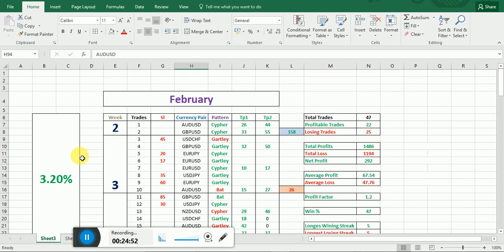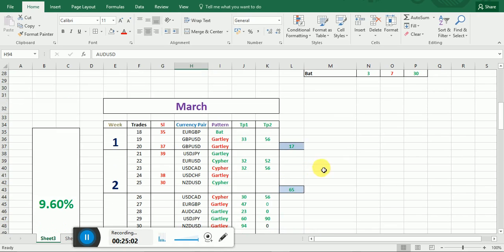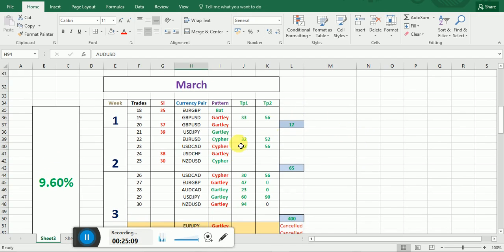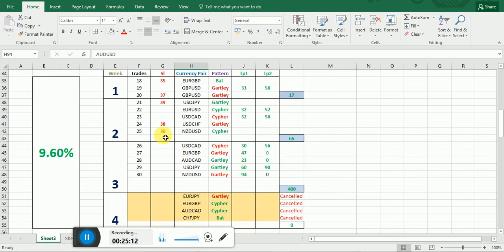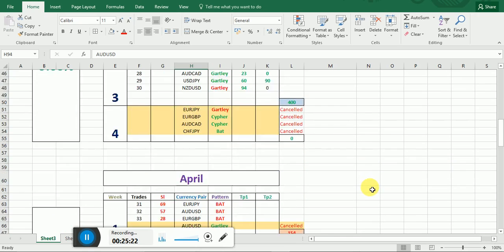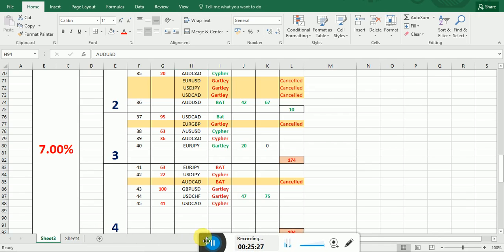The first month that we started was actually a very good month, 3.2%. We only had a blip in the third week where we lost 26 pips. Heading over to the month of March, it was a flawless month. Every single week was profit after profit, bringing a total of 9.6%. Even in the last week we didn't take any trade because nothing really fit our plan. So we gave a little back in the month of April, where we faced our drawdowns and our losing streaks.